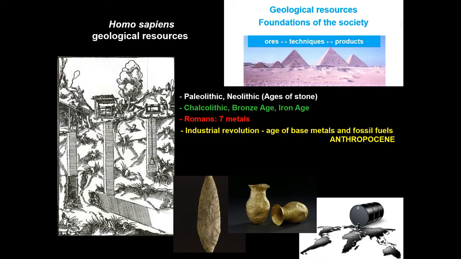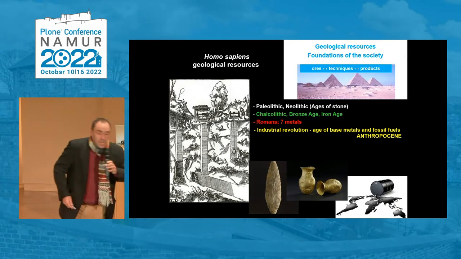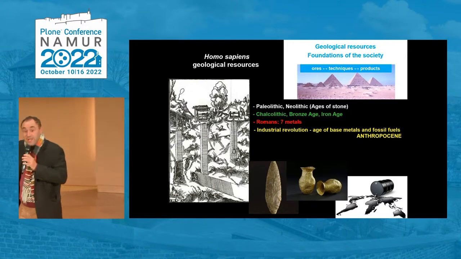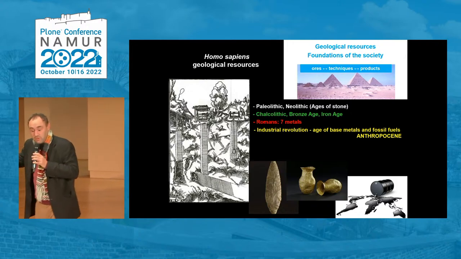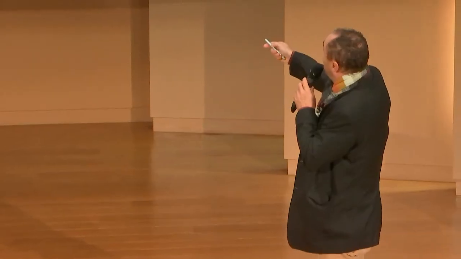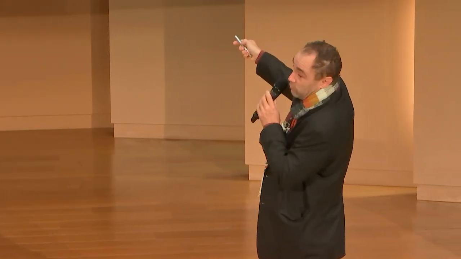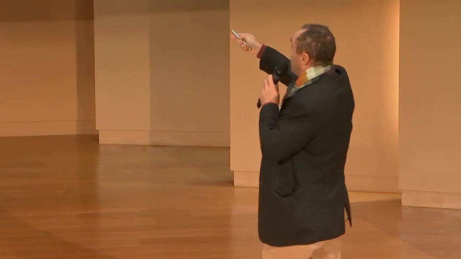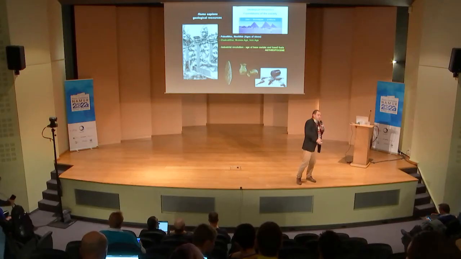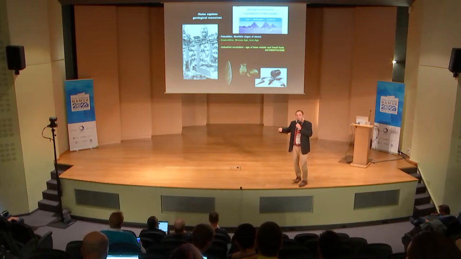You probably know that each human society is based on ores, techniques and products. In the Age of Stones, we extracted stones. At the end of the Stone Age came chalcopyrite with copper, then bronze, with tin, with iron. The Romans knew 7 metals, which is why we have 7 days. For instance, Saturday is for Saturn and for lead, because in French, saturnism is lead poisoning, the lead disease.